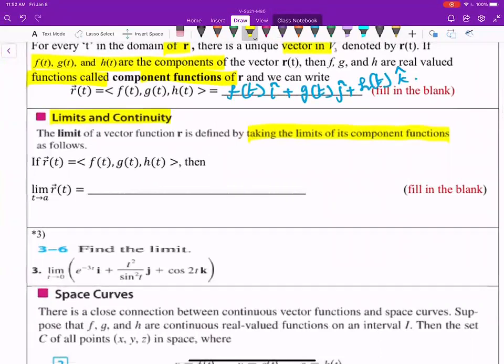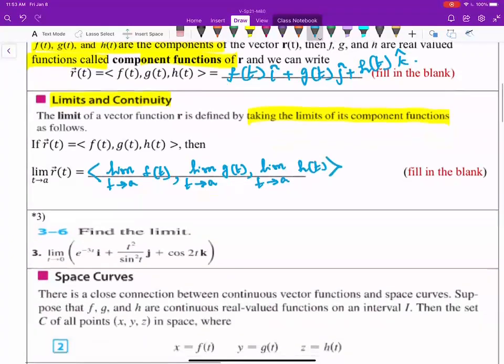So when I say R of t, a vector function which is defined by the component form f of t, g of t, h of t, then limit as t approaching a of R of t, I have to take the limit of each component. So it has to be limit as t approaching a of f of t, comma, limit as t approaching a of g of t, comma, limit as t approaching a of h of t.